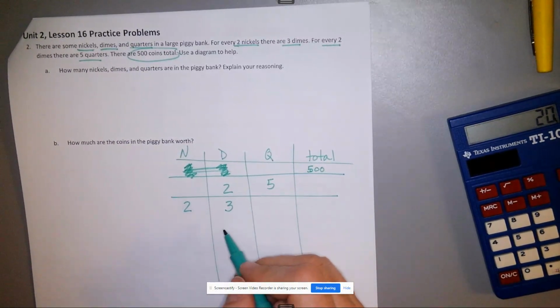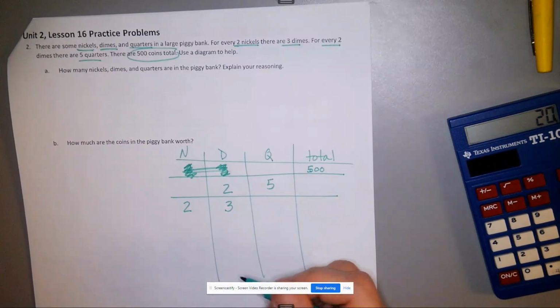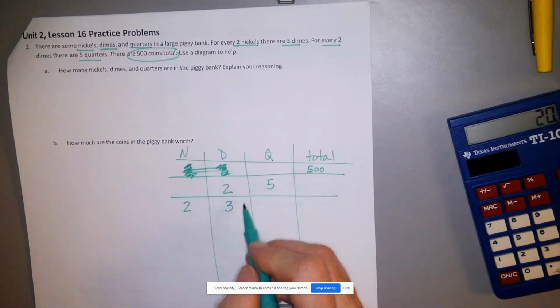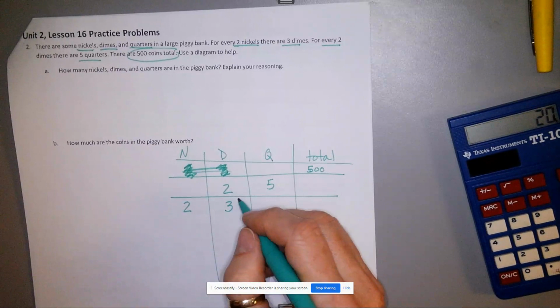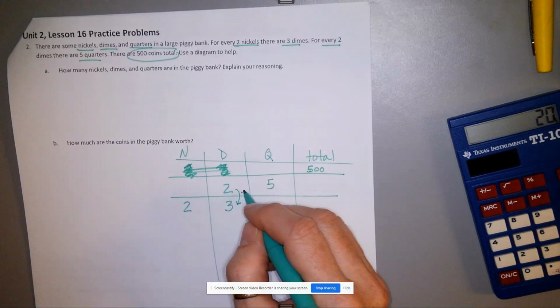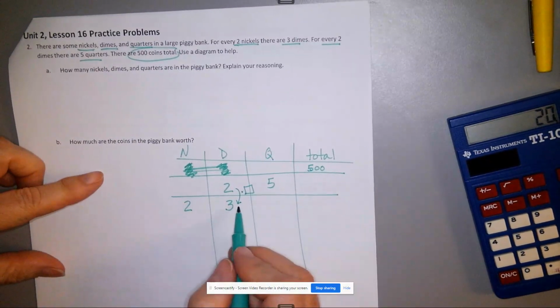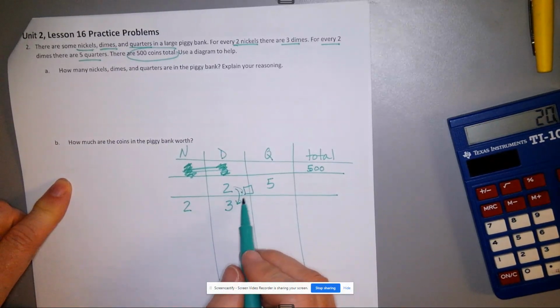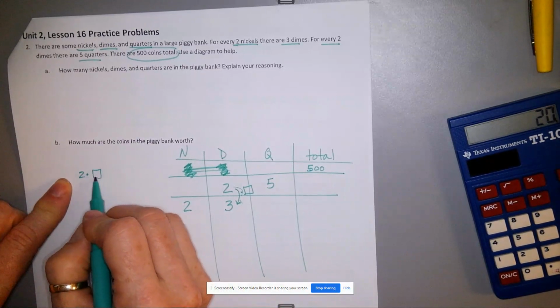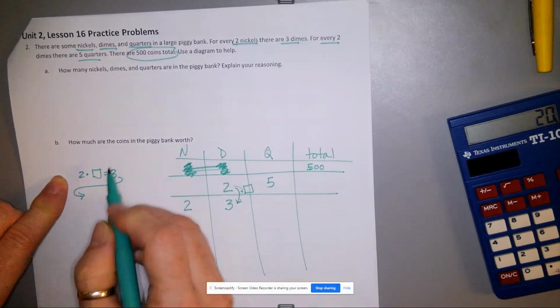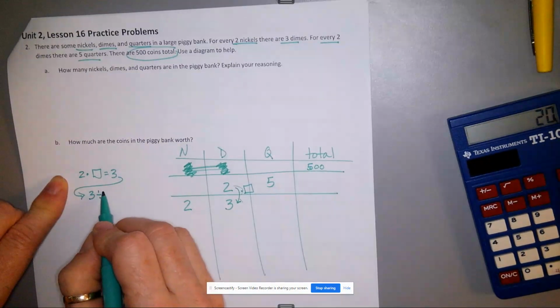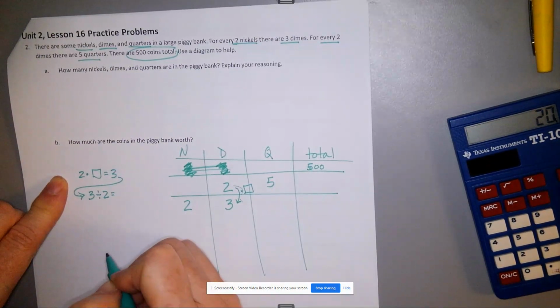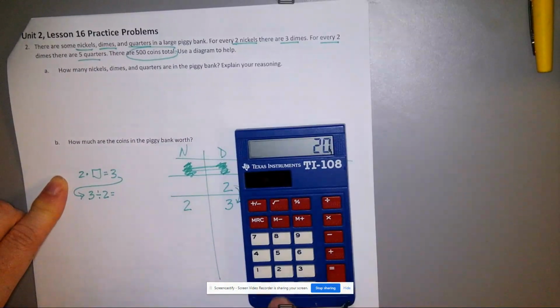The only place I really can work on a relationship, for me, I could either go this way or I could go this way. I could do lots of things. I'm going to go this way. What do I do to a 2 to make it a 3? Right? So it's times mystery number, which means I have to do the opposite, which is division, right? 2 times a mystery number equals 3. So we think of it like this. So using my fact family, I would have 3 divided by 2 equals my mystery number. What is 3 divided by 2?